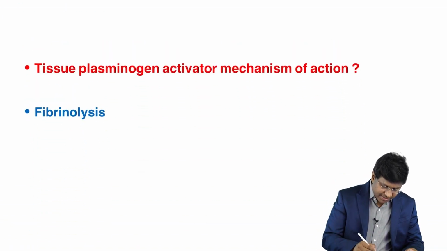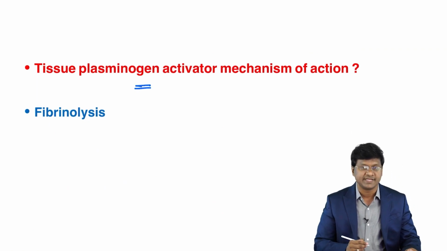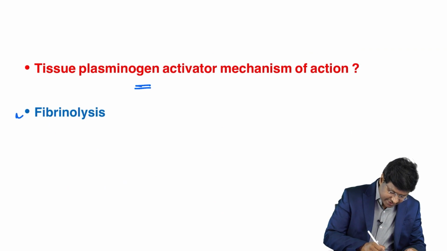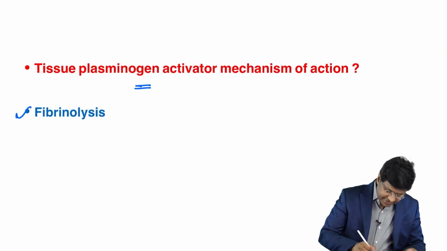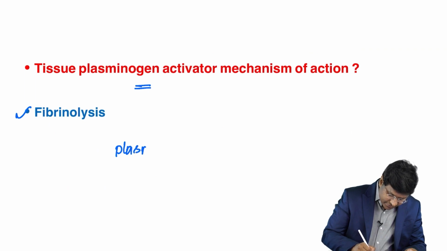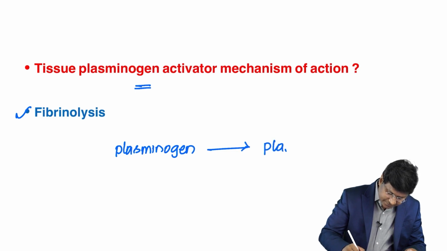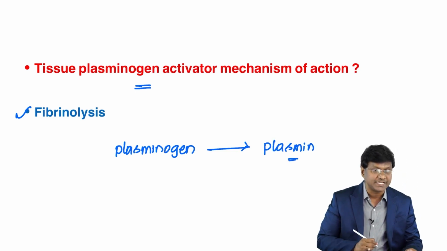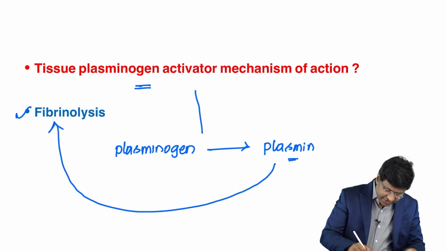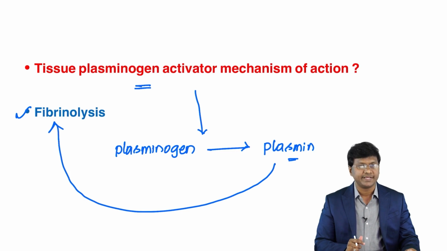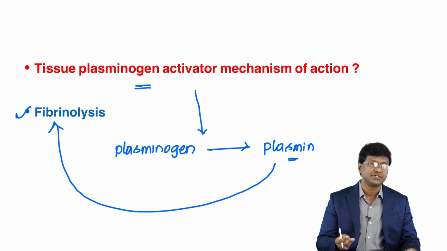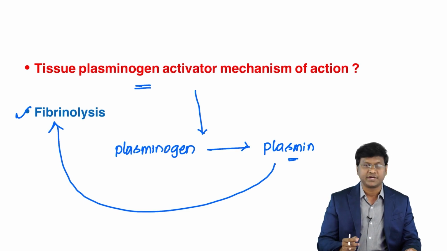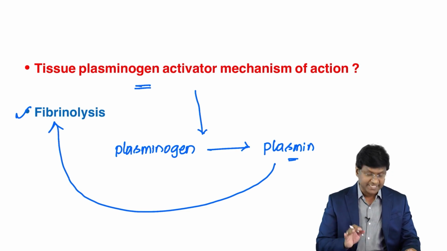And the next question was about the tissue plasminogen activator. What is the mechanism of action? Tissue plasminogen activator is used for fibrinolysis. It converts plasminogen to plasmin, and it is the plasmin which causes the fibrinolysis. So this is used as a fibrinolytic agent in the treatment of cerebrovascular accidents, that is ischemic infarcts, in patients presenting within less than 4.5 hours, and also in thrombolysis of acute myocardial infarction. So that is about your tissue plasminogen activator.